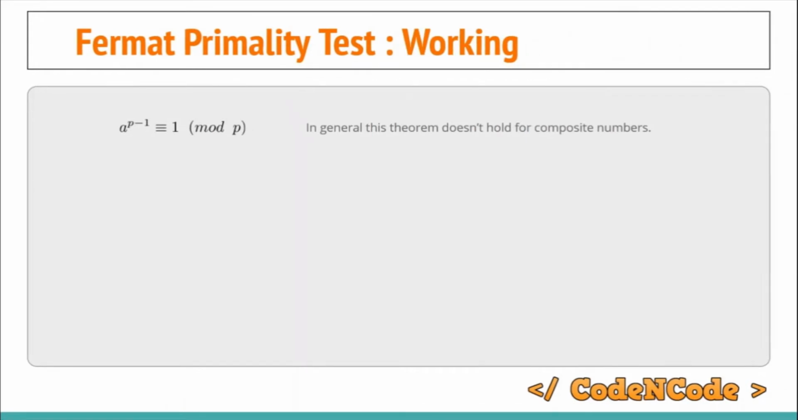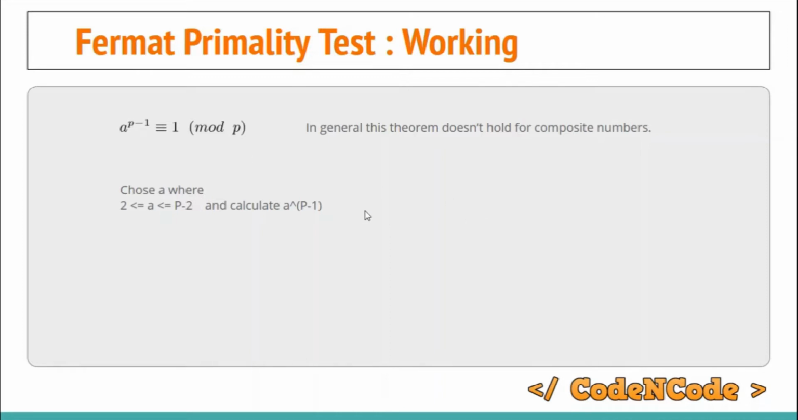Now, Fermat's little theorem says that if p is a prime number, then a raised to the power p minus 1 is congruent to 1. This equation generally doesn't hold for a composite number. Pay attention to the words "in general". In general, this equation does not hold for composite numbers, and that is what we are going to use to test whether the given number p is prime or not. What we'll do is select a base a, which will be from 2 to p minus 2, and then we'll calculate a raised to the power p minus 1 modulo p.